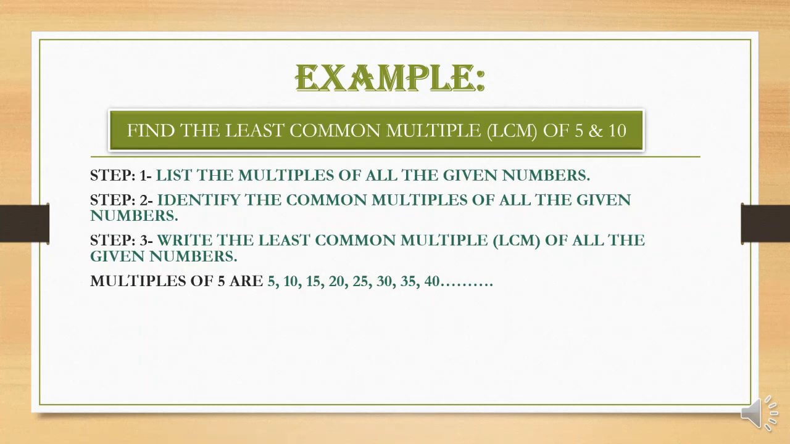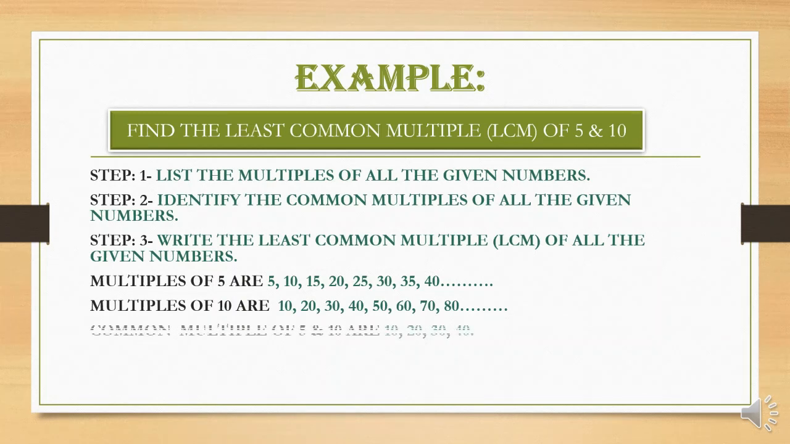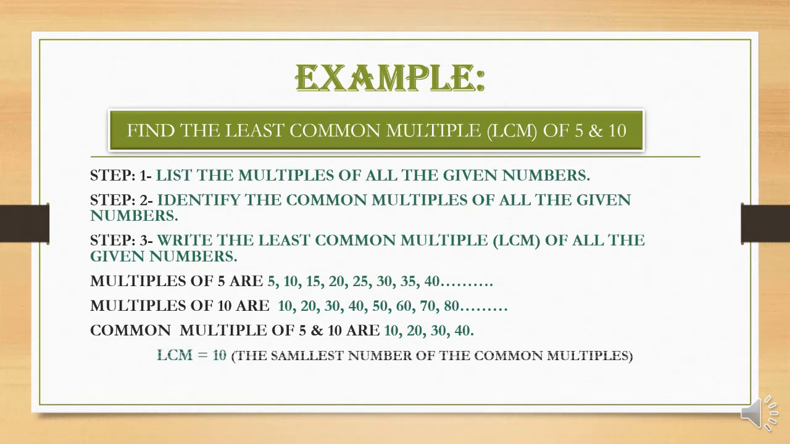Step 2. Identify the common multiples of all the given numbers. The common multiples of 5 and 10 are 10, 20, 30, 40 and so on. Step 3. Write the least common multiple of all the given numbers. Here the least common multiple is 10. Thus the least common multiple is 10, which is the smallest number of the common multiples.